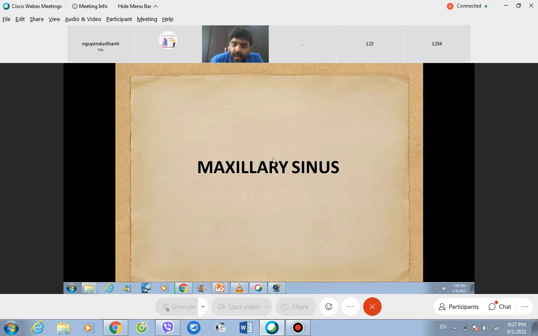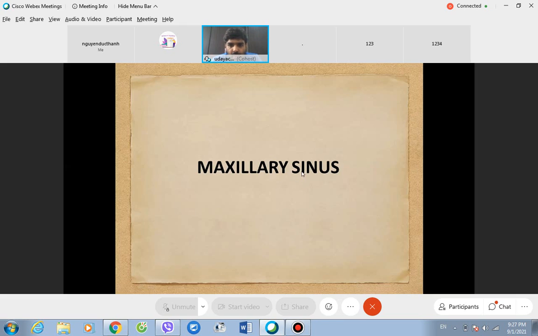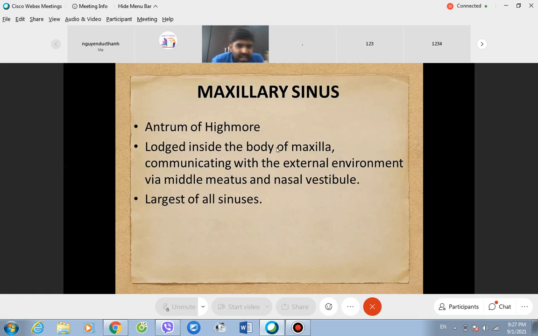First sinus is maxillary sinus. Maxillary sinus is also known as antrum of Highmore. It is located inside the body of the maxilla and is communicating with the environment by the middle meatus and the nasal vestibule. It is the largest of all the sinuses.